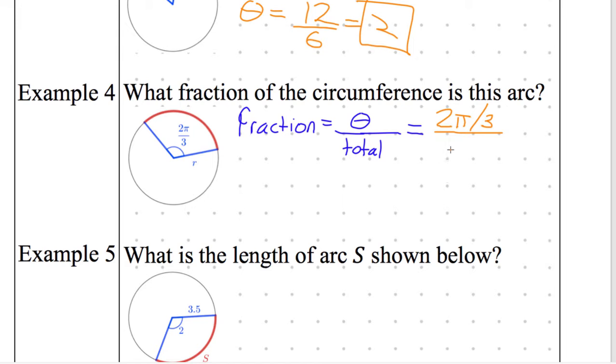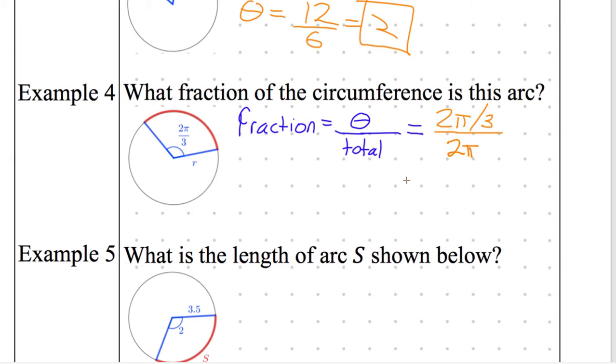So how many radians are there in a circle? 2 pi. Everyone write it down. The total is 2 pi. Everyone is copying this down.